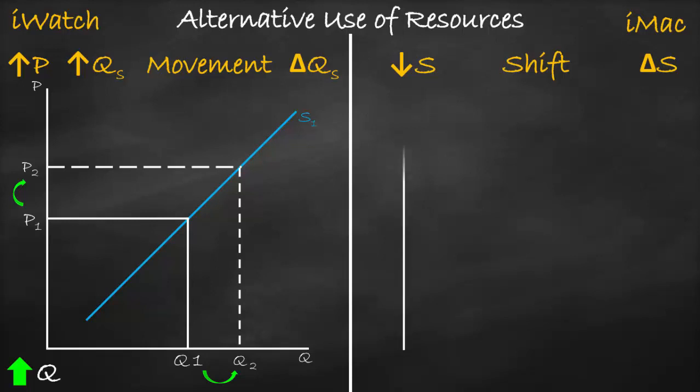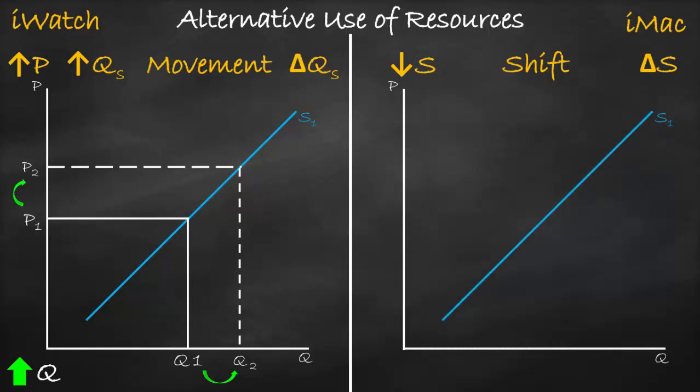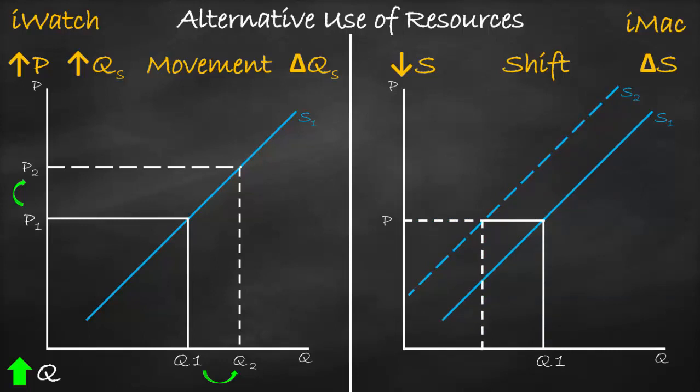What about iMac? This is our y-axis, which is the price, x-axis, which is the quantity. This is our upward supply curve, S1. Then we choose any price level, and this will give us quantity supplied. Then we're going to shift the supply curve to the left at S2. At the same price level, we have a lower quantity supplied.